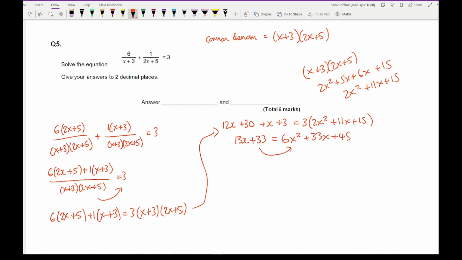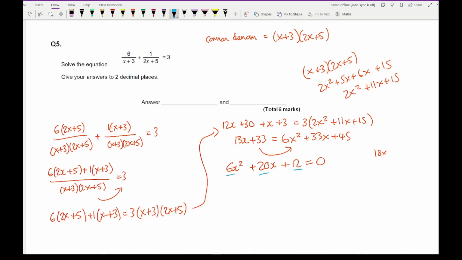Then I take the left hand side over to the other side to try and keep my x squared positive. I end up with 6x squared, and then 33x take away 13x gives me 20x, and 45 take away 33 gives me 12, equals 0. Then from this, one thing I do notice is that the coefficients are all multiples of 2.